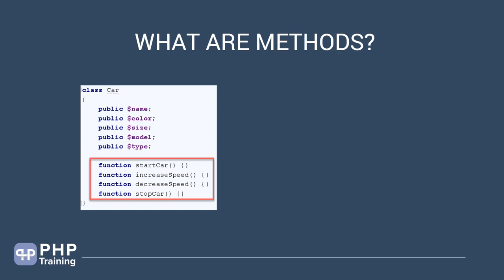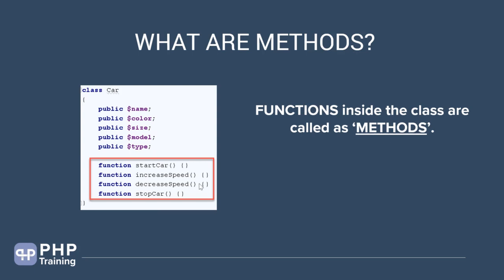And those are definitely the functions using which you execute the code. And in OOPS, they are called methods. So functions inside the class are called methods. They are the actions that operate on that object. So start car is a method of car class. This is how you define it.